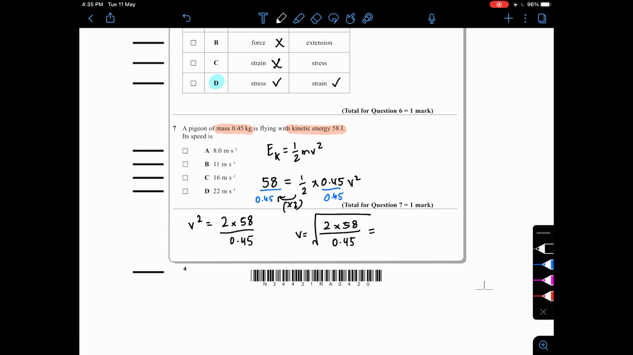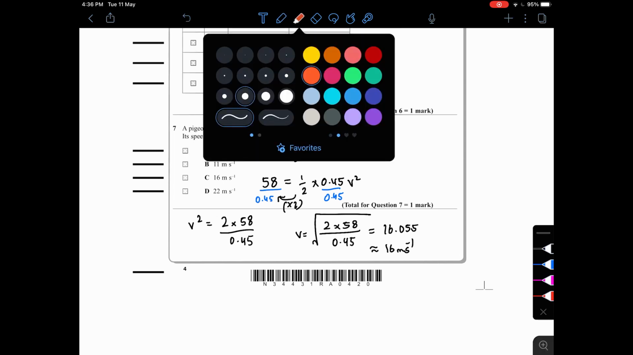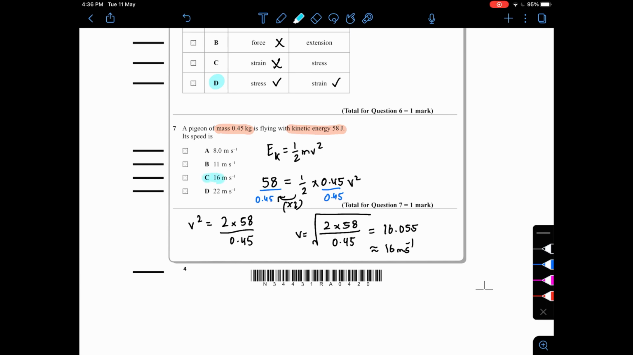Just to note that you don't get marks for showing your working out for the multiple choice questions. All they're looking for is that you have the correct option ticked, so don't forget to do that. So the square root of 2 times 58 all over 0.45 gives us 16.055, which we can round to 16 meters per second. So our answer is C, because A is 8, B is 11, and C is 16.